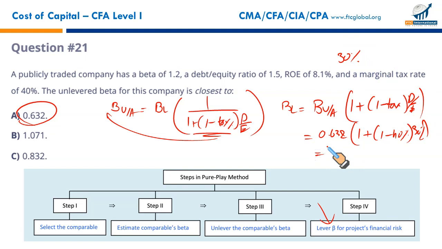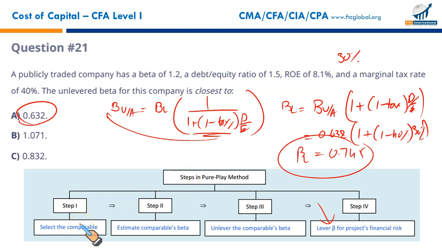0.3 times 60 plus 1 times 0.632 gives me 0.745. This is the beta that I will use for discounting purposes for this specific project involving software development. There will be multiple questions of this nature, maybe somewhere around after question 22 or 25 or 26 onwards. So that's what we call the pure play.